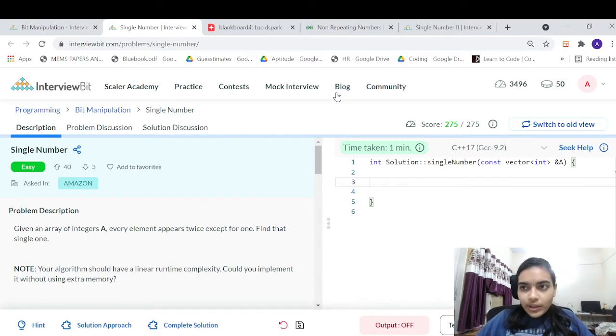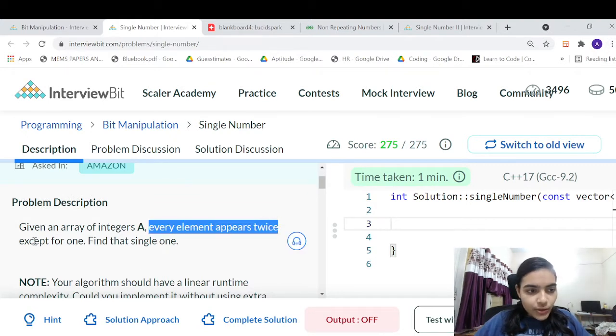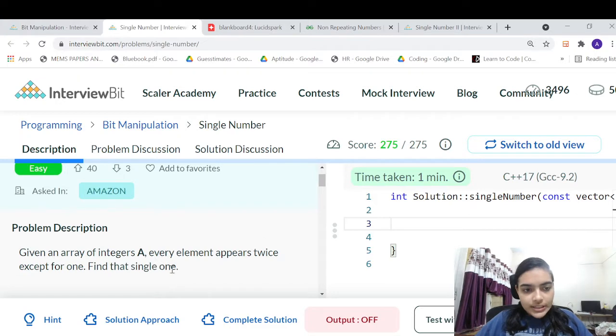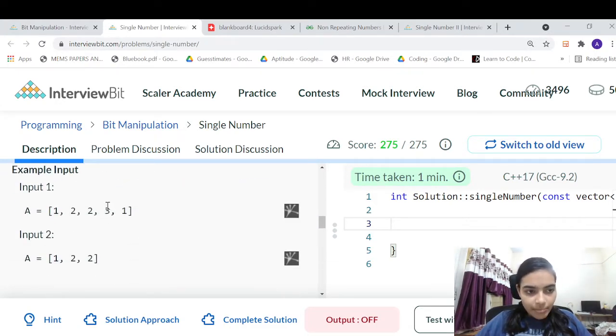So let's try to understand this problem. There is an array of integers that is given to you, and every element appears twice except for one. Find that single one. So this is an important problem, but it's an easy problem. Let's try to understand using an example. In this example, we can see that 1 is appearing twice, right? 2 is also appearing twice, but 3 does not have any pair. 3 is the only number which is appearing once, right?